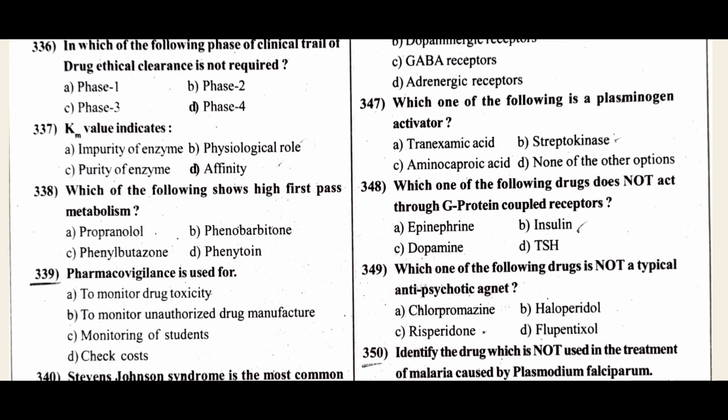Km value indicates option A impurity of enzyme, option B physiological role, option C purity of enzyme, option D affinity. The correct answer is option D, affinity.